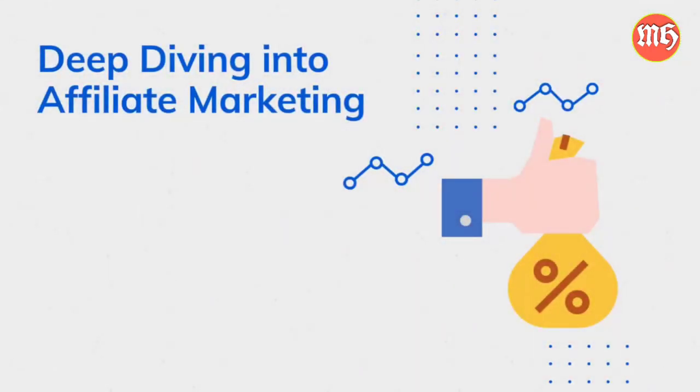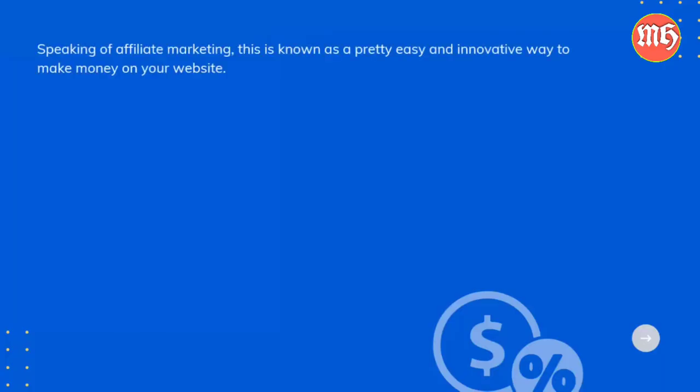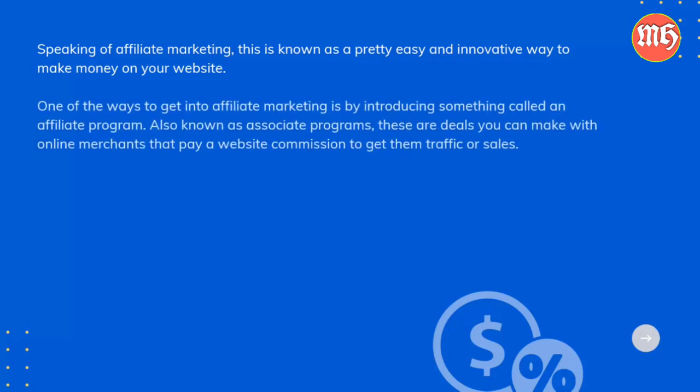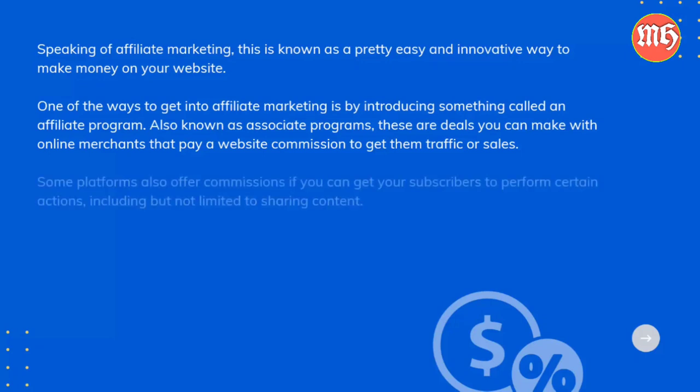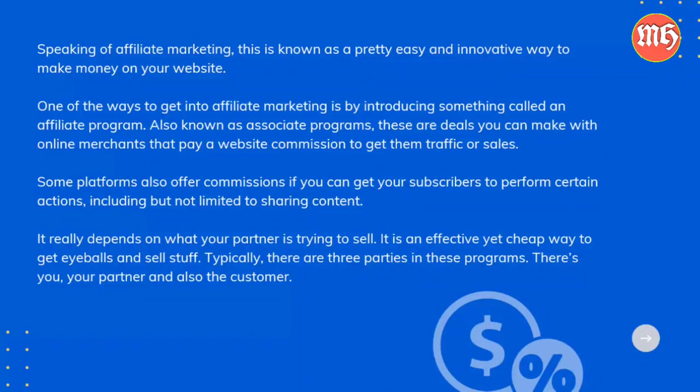Deep diving into affiliate marketing. Speaking of affiliate marketing, this is known as a pretty easy and innovative way to make money on your website. One of the ways to get into affiliate marketing is by introducing something called an affiliate program. Also known as associate programs, these are deals you can make with online merchants that pay a website commission to get them traffic or sales. Some platforms also offer commissions if you can get your subscribers to perform certain actions, including but not limited to sharing content. It really depends on what your partner is trying to sell. It is an effective yet cheap way to get eyeballs and sell stuff.